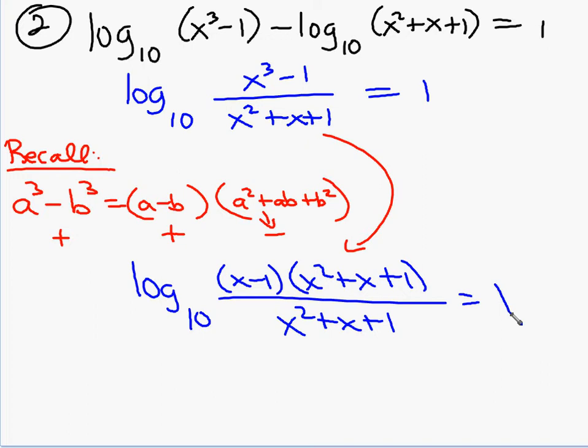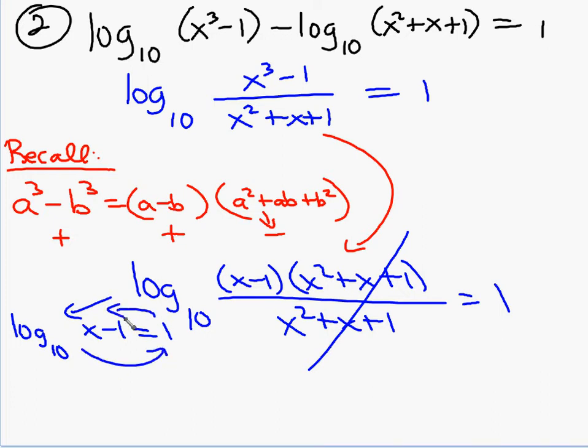So why is that so important? Do you see? I can get out the slasher. And now, oh my goodness, does it look better? Now I have log base 10 of just x minus 1 equals 1. And I can do the switcheroo. 10 to the first equals x minus 1. So x equals 11. Okay? Keep on moving here.